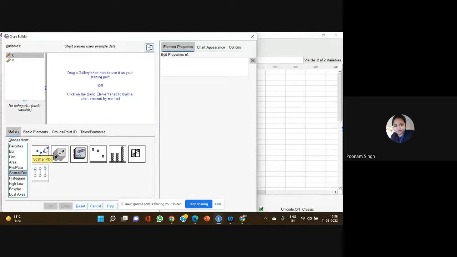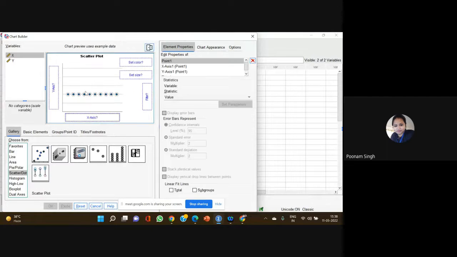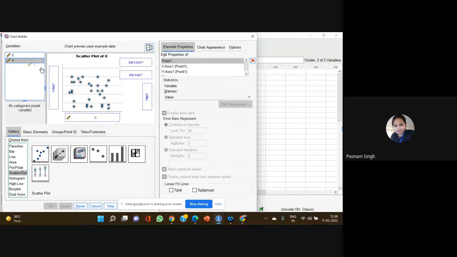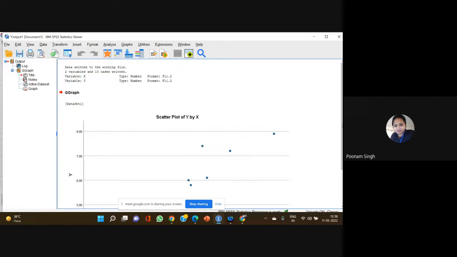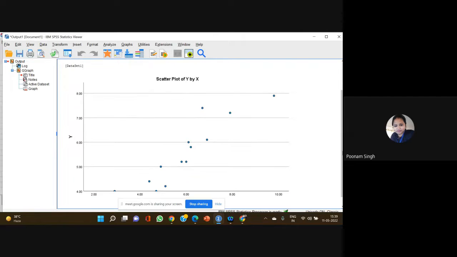As we want to draw this simple scatter plot only, there are many options: grouped, 3D, summary point, scatter plot matrix, drop line, all these. But we want to draw this simple scatter diagram, so we will drag it here. And after that, let's put X on the x-axis and Y on the y-axis. And after that, click OK. It is very simple to draw a scatter diagram. Click OK, and you will get this output window.